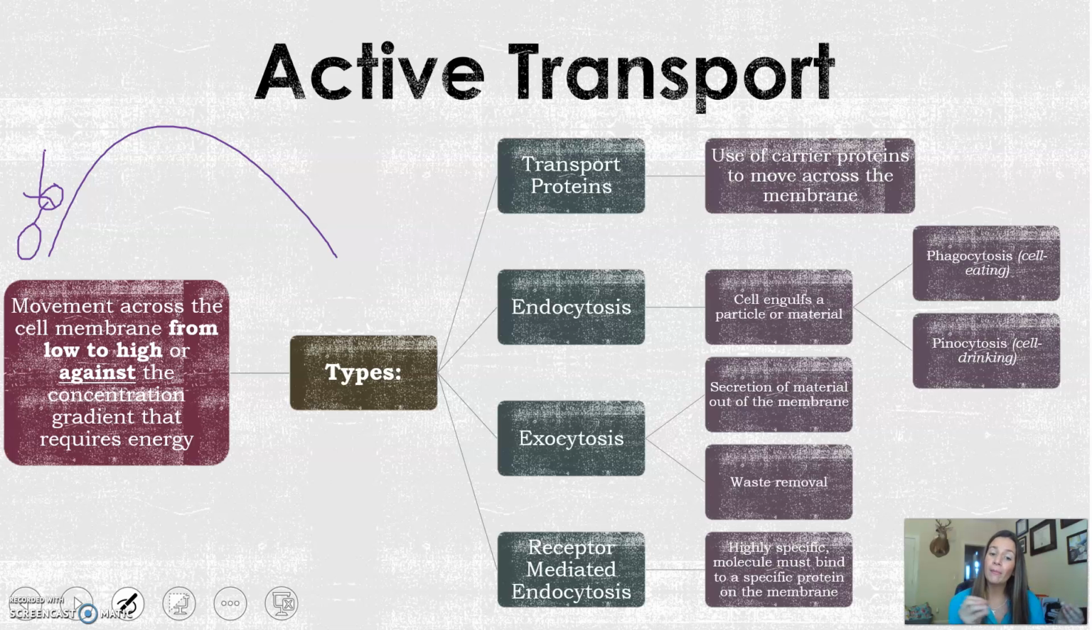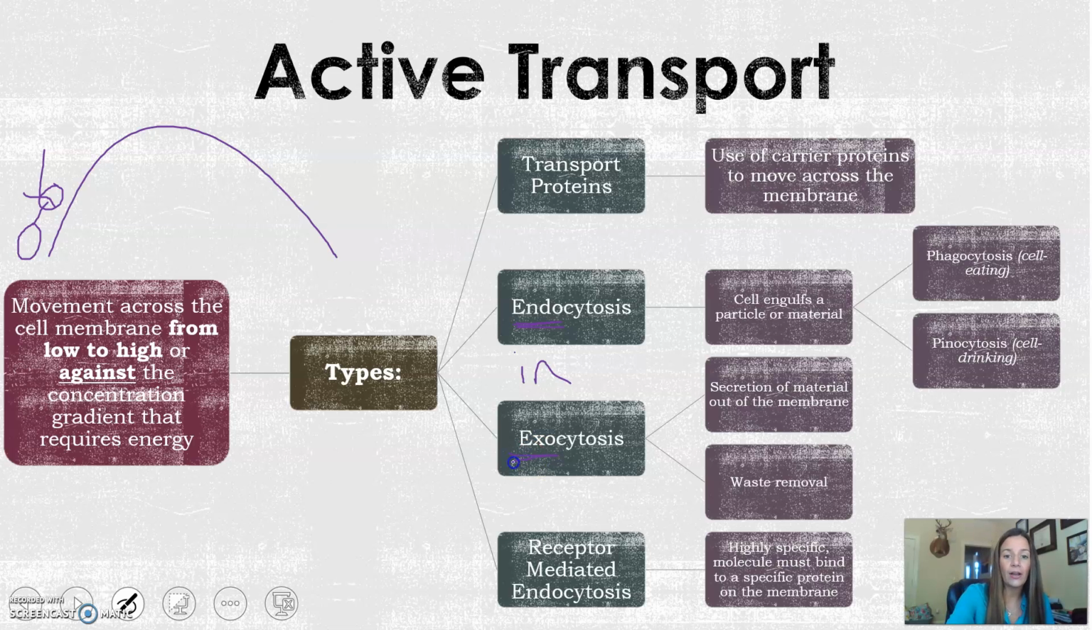And there are 3 major types and then a 4th one I'm just going to mention so you're aware of. So transport proteins: the only difference between active and passive transport proteins is what your concentration gradient is. Is it against it or with it? So in this case, it's against it. Then you have endocytosis, the prefix endo meaning in. And this is where the cell engulfs something. So there's 2 types. There's phagocytosis, which is eating, and pinocytosis, which is drinking.